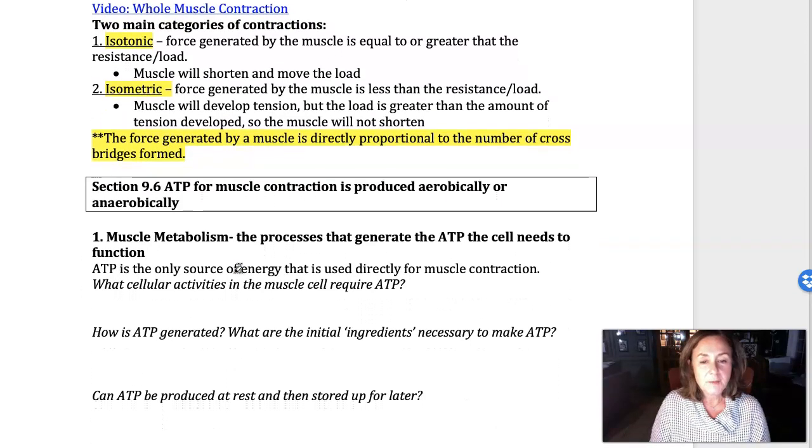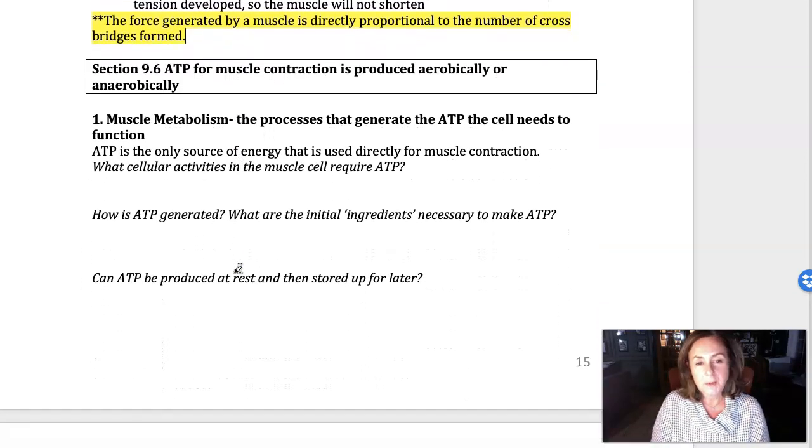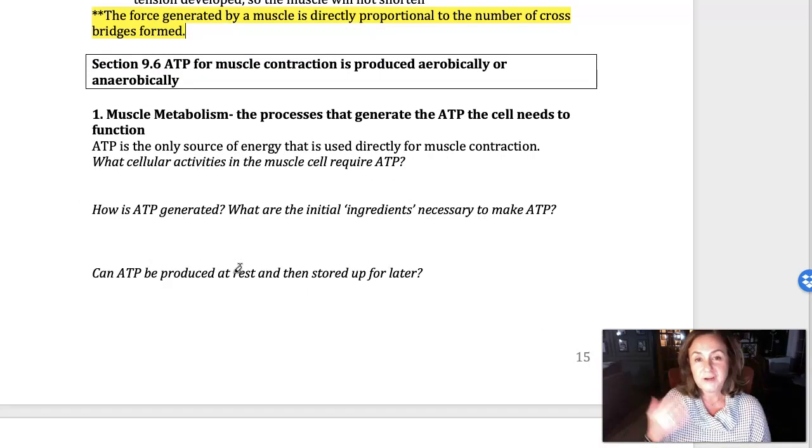So then I'm changing gears a little bit, and we're talking about, okay, so we understand how the whole muscle functions. How do we get the energy that we need for the muscle to function? So muscle metabolism really is just, what processes are we going to use that's going to generate the amount of ATP that we're going to need for this cell to function. Okay, so ATP is the only source of energy that's used directly for muscle contraction.